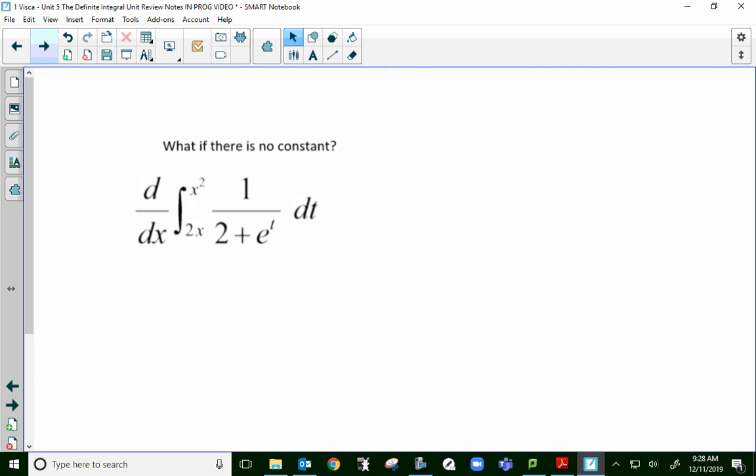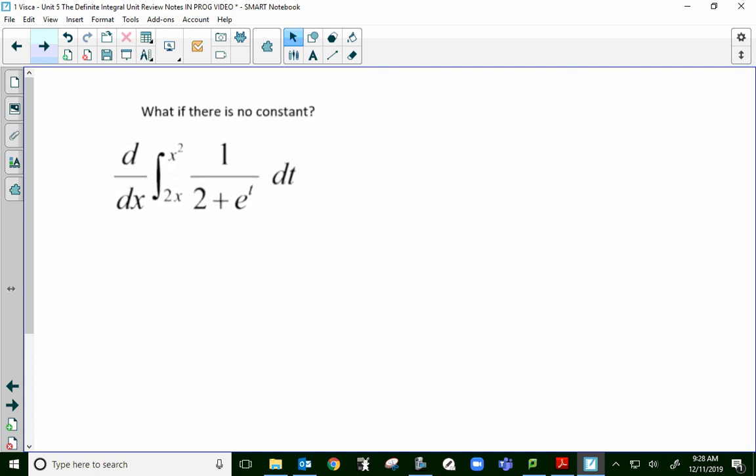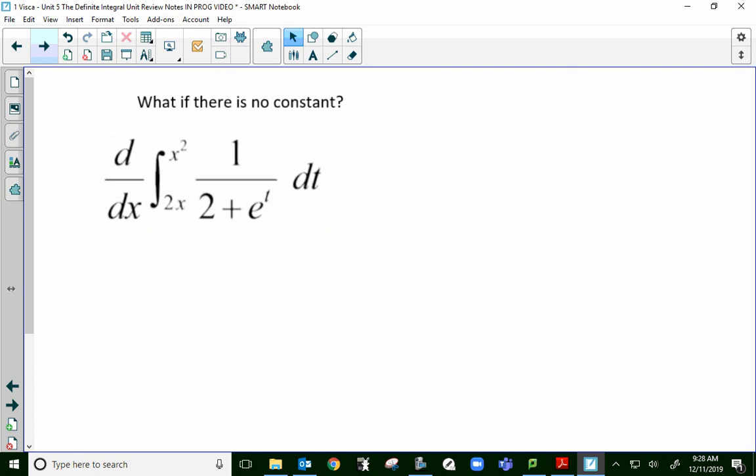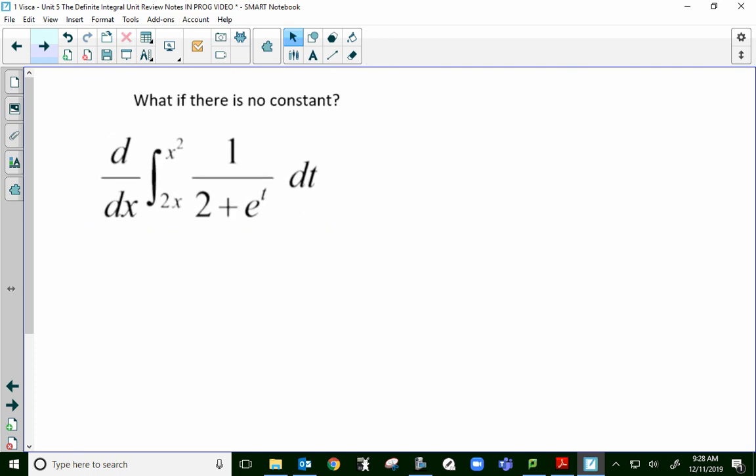What if there is no constant? What if I'm taking the derivative of an integration and there is no constant? All right? Here we go. You ready? We can split this up into 2 integrations. Okay? What do I mean here?